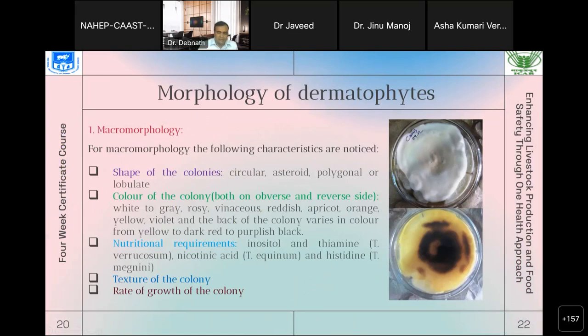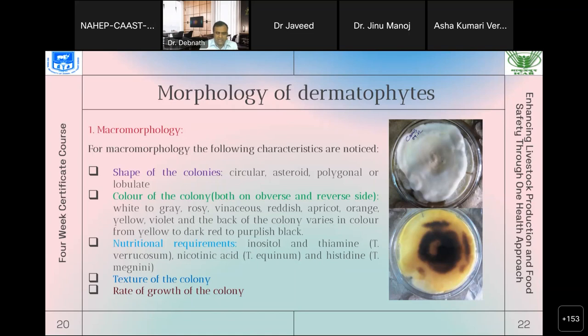Now, generally, dermatophyte morphology is judged in two ways: one is macromorphology and another is micromorphology. Macromorphology means the kind of colony they have developed, its shape, and its color in the media, both on the front side as well as the reverse side. Then its nutritional requirement, because some of the dermatophytes need special kinds of nutrients for their growth, which again helps us for their identification.